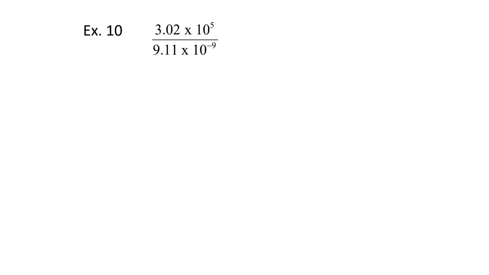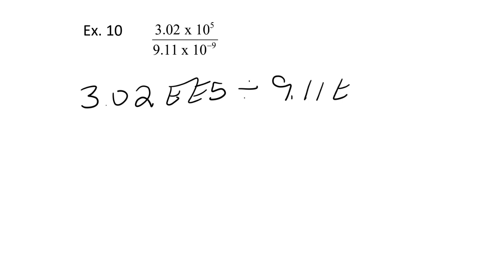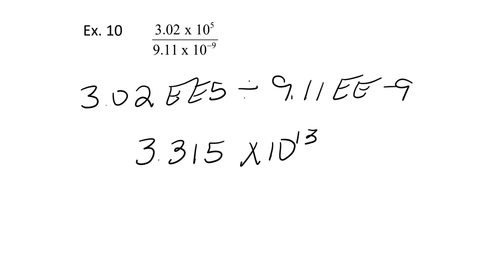Okay, this is the last example. So this time we're going to do 3.02 EE5 divided by 9.11 EE negative 9. And when we do that, we get 3.315 times 10 to the 13th. Okay? And as I said, if you don't have an EE button, make sure you're doing your parentheses because it's really, really important. Okay.